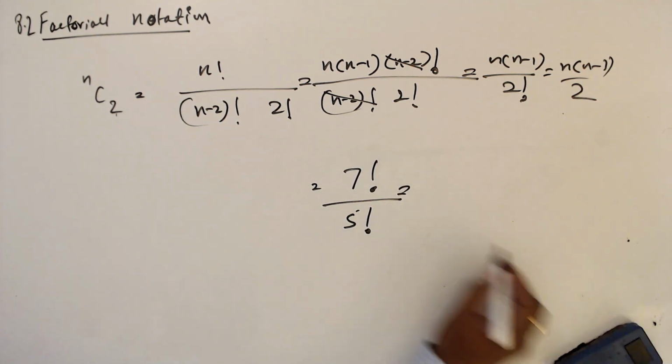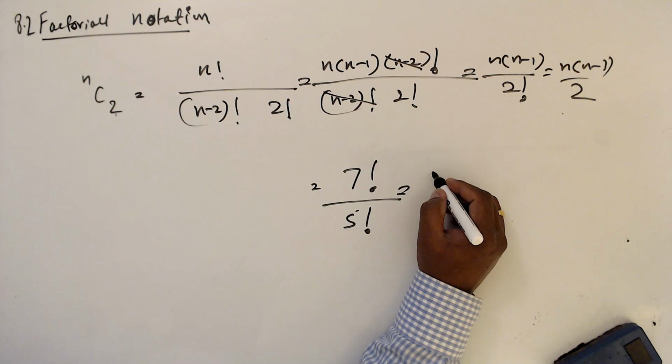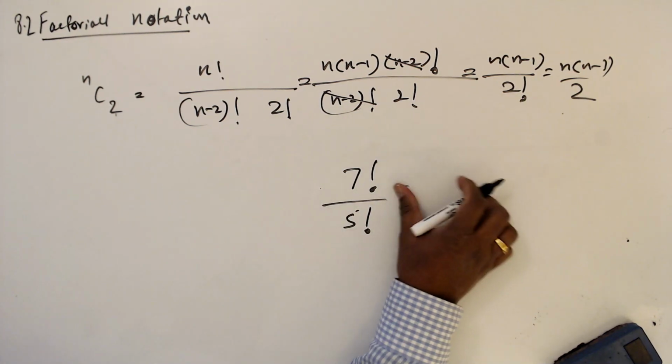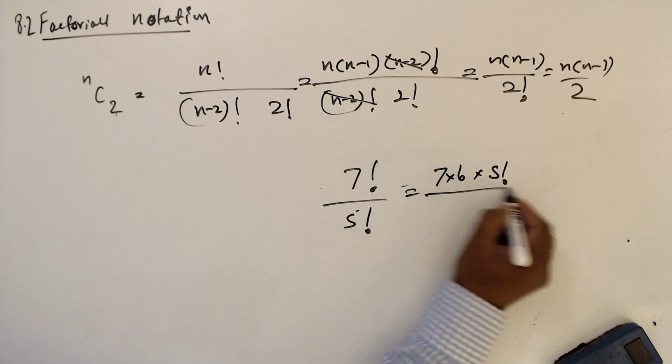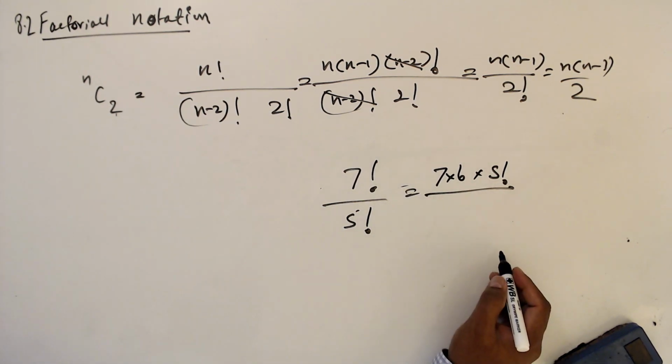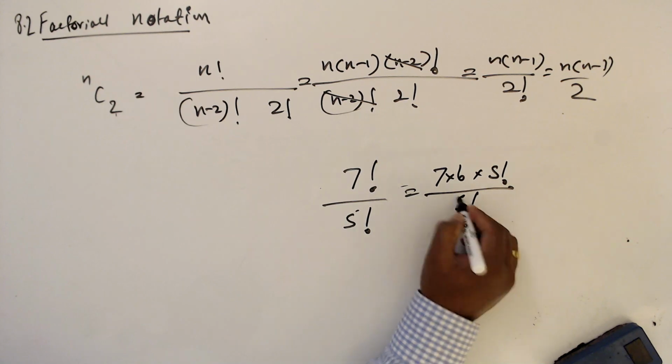What I am going to do, I write factorial 7 as 7 times 6 times factorial 5. And factorial 5, this is cancelled.